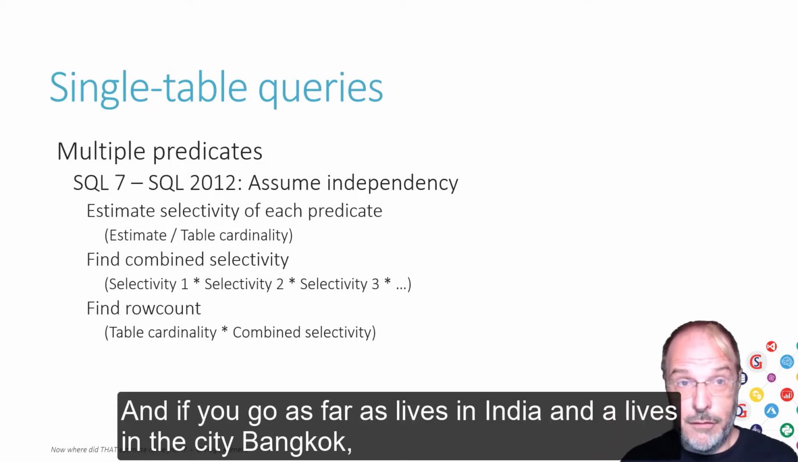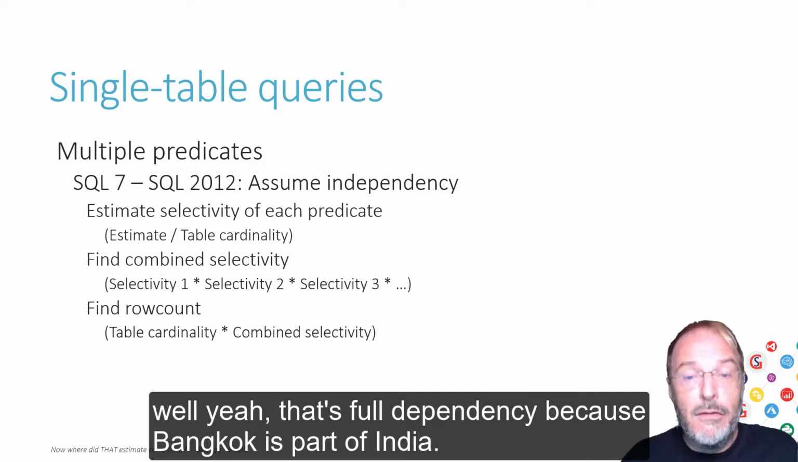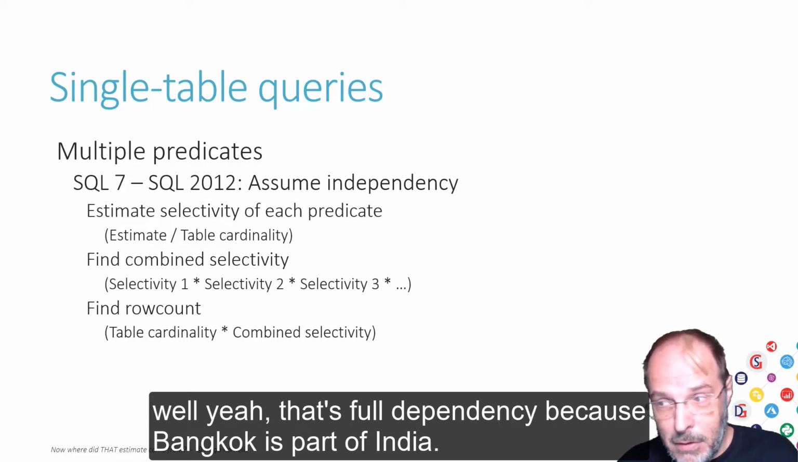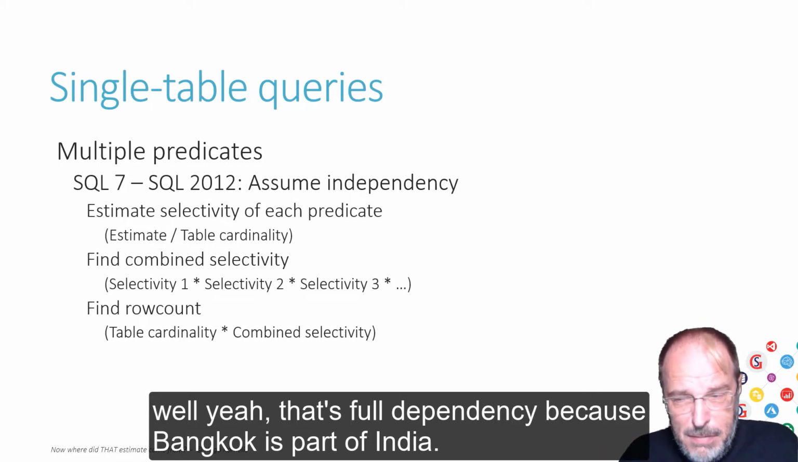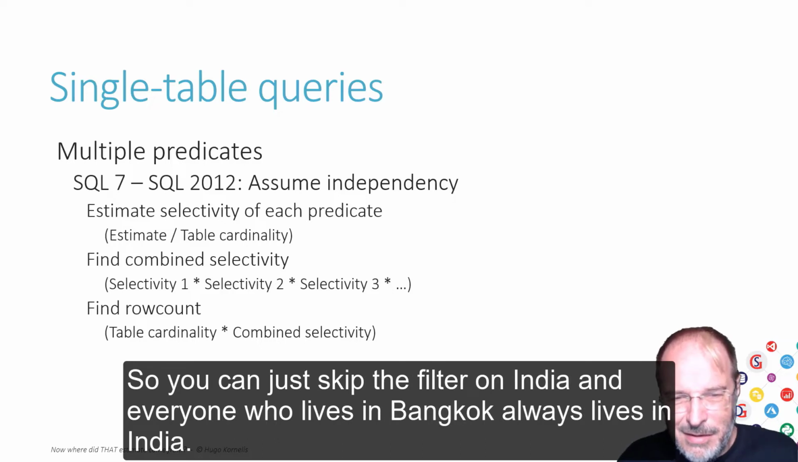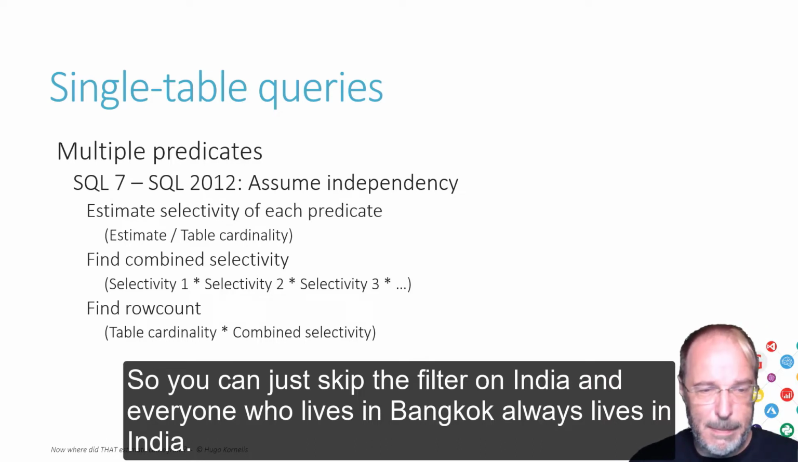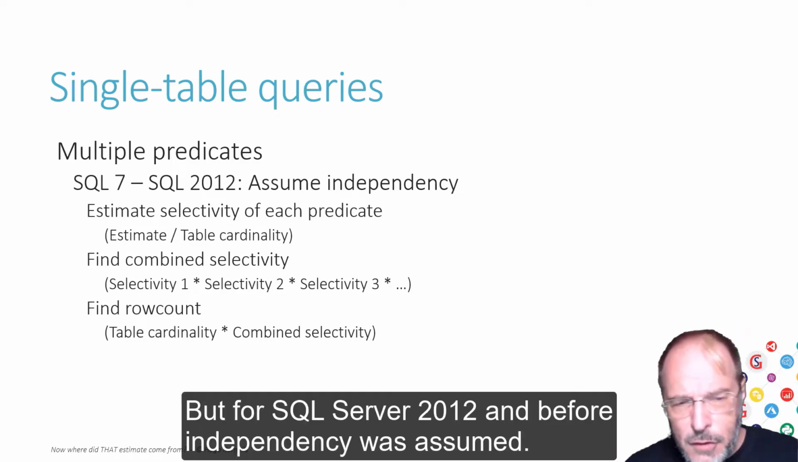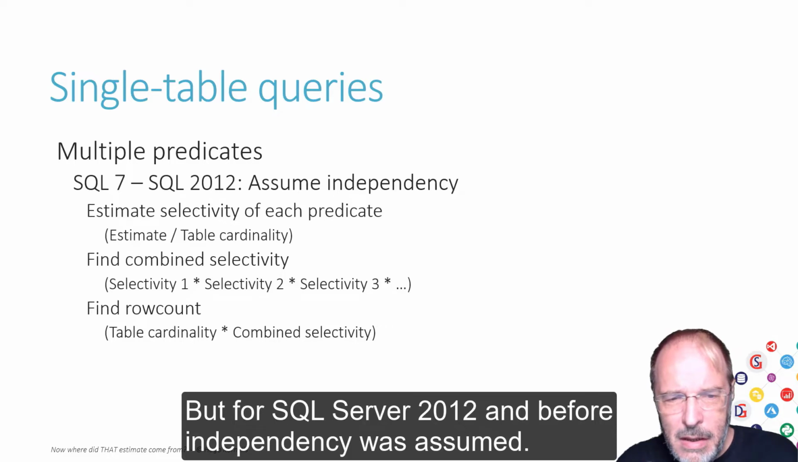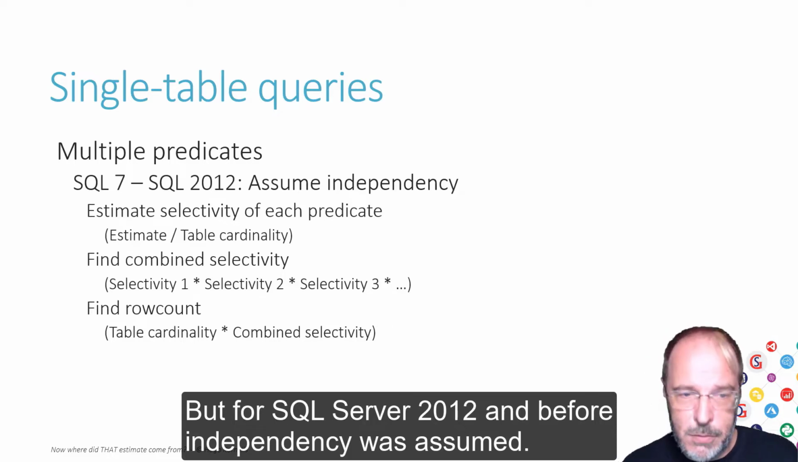And if you go as far as lives in India and lives in the city Bangkok, well, yeah, that's full dependency, because Bangkok is part of India. So you can just skip the filter on India, and everyone who lives in Bangkok always lives in India. But for SQL Server 2012 and before, independency was assumed.